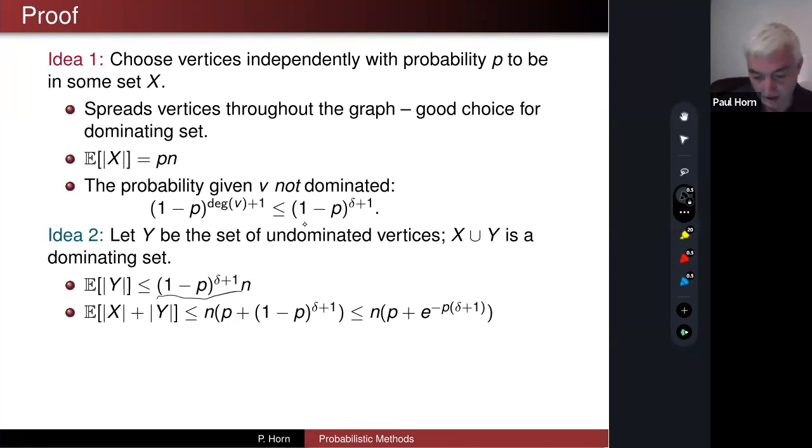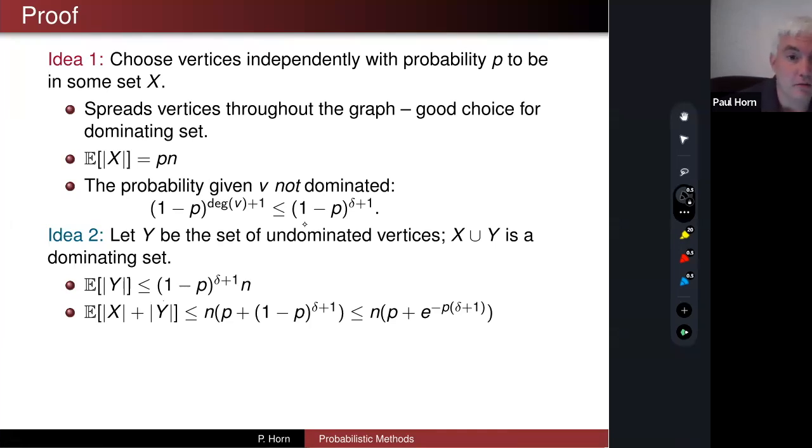On the next line, yes, e is going to be indeed 2.718281828. All right. And I now understand that the expected size of this entire dominating set I picked is n times (p + (1 - p)^(delta + 1)).